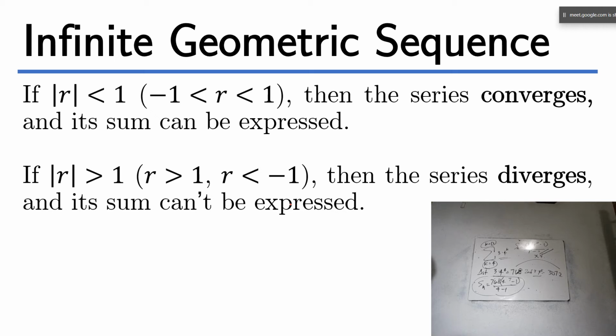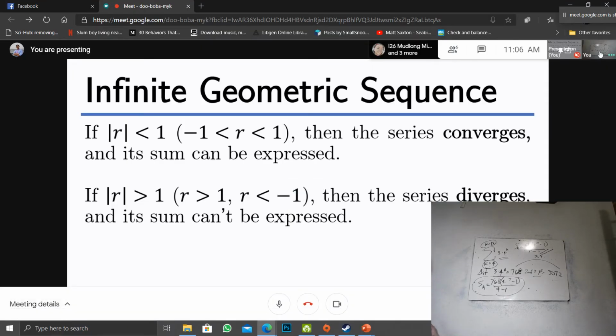Ito na yung sabihin yan. Pag between negative 1 and 1 yung common ratio, kumbaga 1/2, negative 1/2, pwede pa natin makuha yung sum. Nagko-converge, ibig sabihin mag-terminate siya at some point. Basta, ma-express natin yung sum. Kapag greater than 1, the sum can be expressed kasi palaki lang siya ng palaki. What does this mean? Sige, let's see. Tingnan kayo dito.